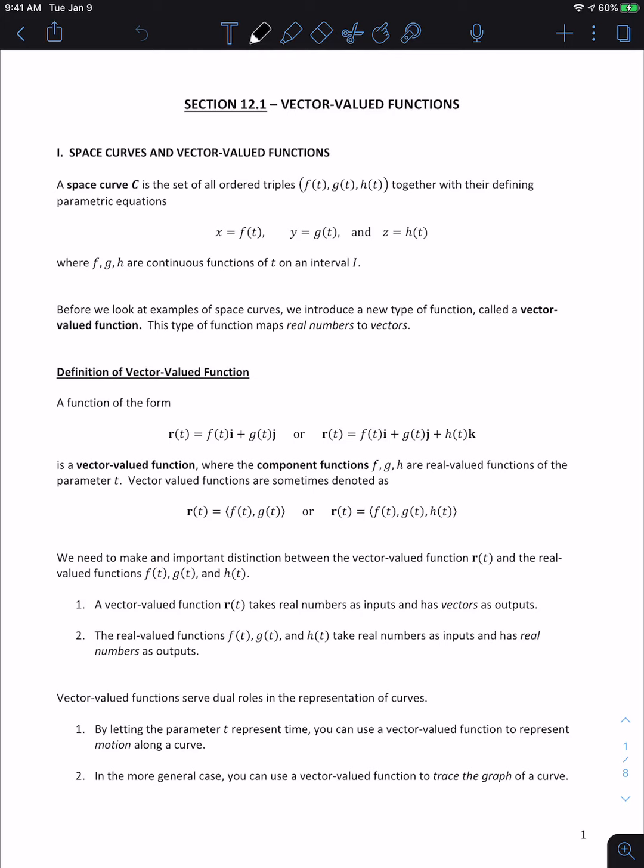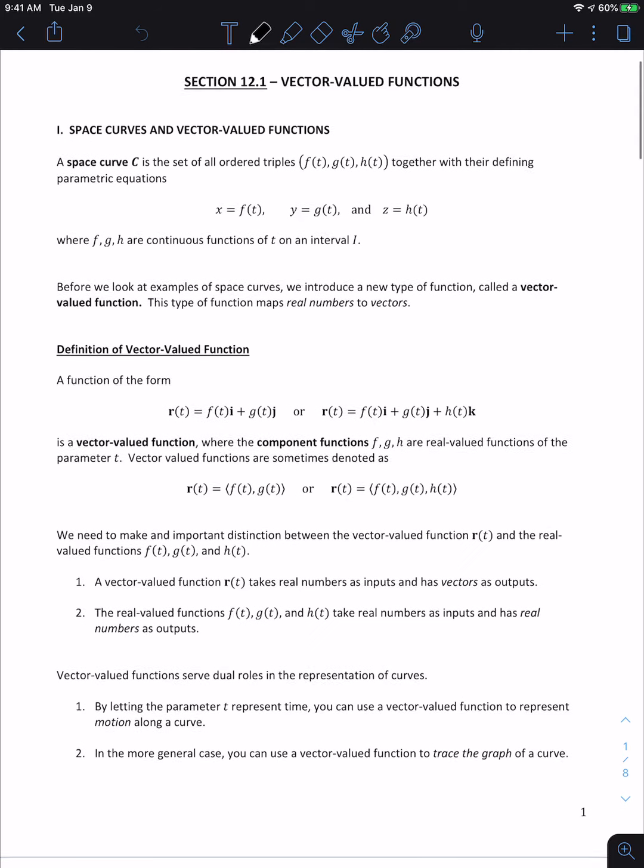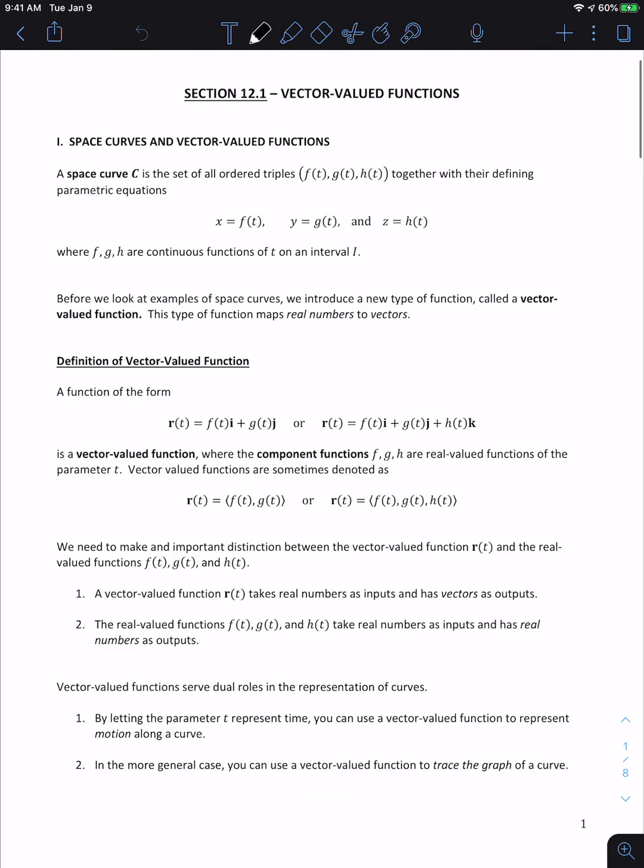Hello everyone, in this video we're going to be looking at section 12.1, which is vector valued functions. Subsection 1, we're going to talk about space curves and vector valued functions. Obviously we've got a lot of definitions here, so bear with me.